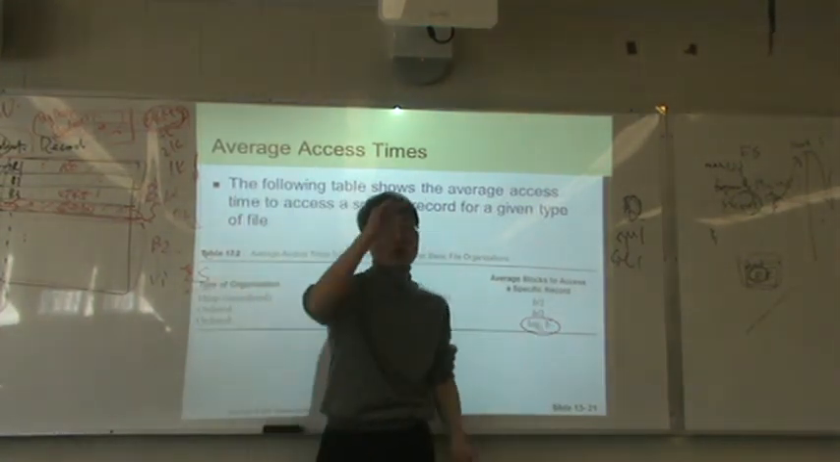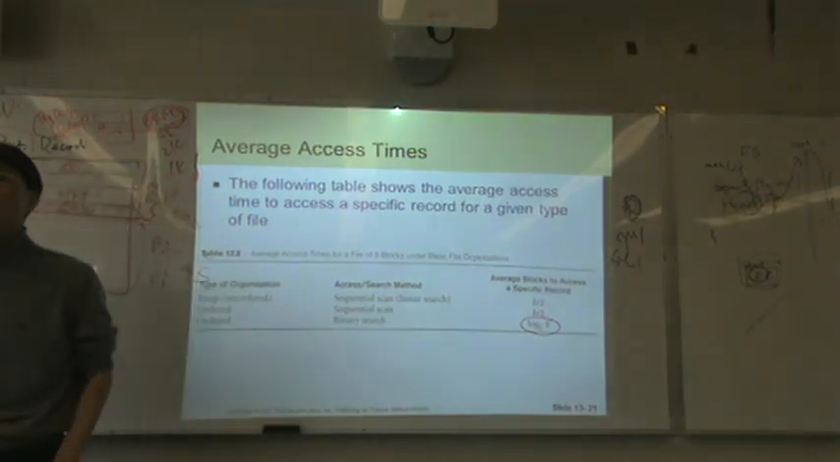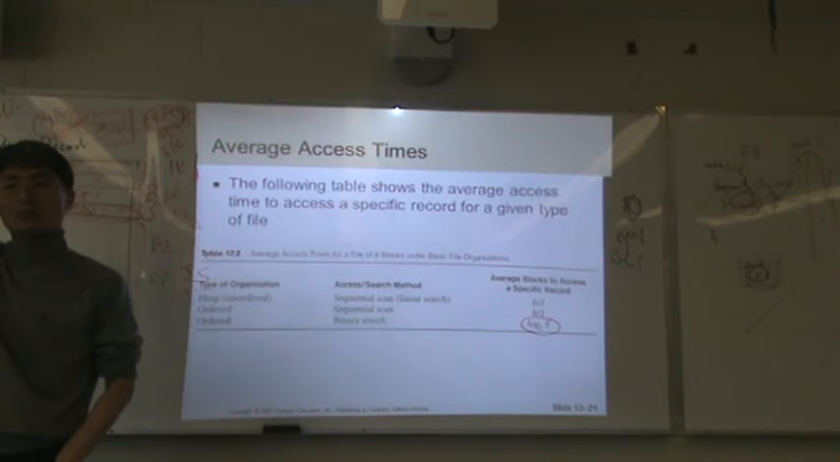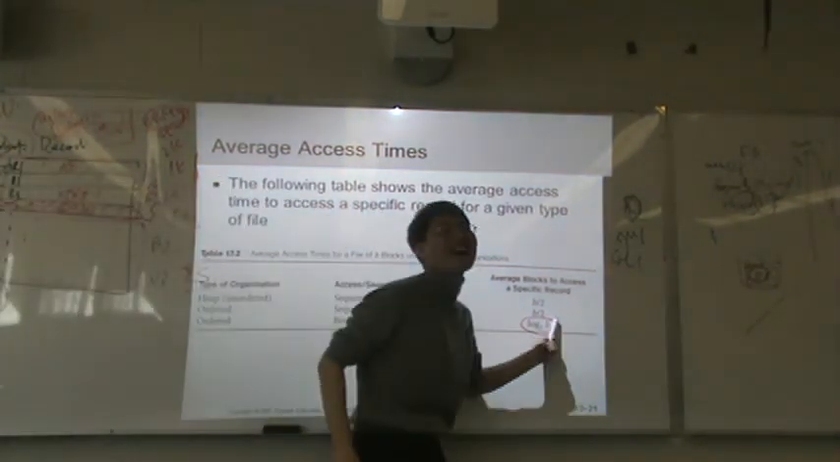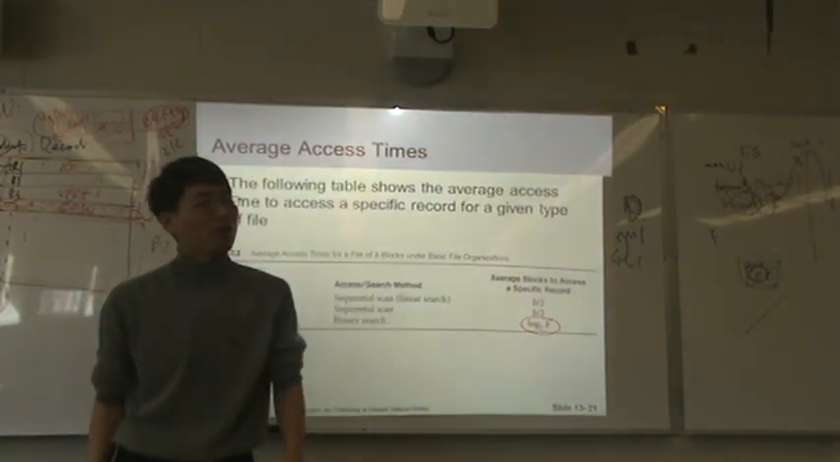B is the number of what in this case? Number of block or record? If it were record, it should be I, right? B means block. Why is it block?